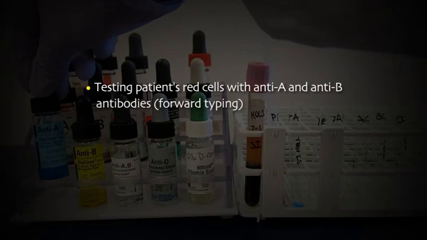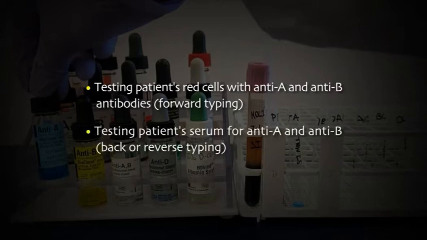Determination of ABO blood groups is the most important pre-transfusion compatibility test. ABO typing is accomplished by testing patients' red cells with anti-A and anti-B antibodies, also known as forward typing. Testing patients' serum for anti-A and anti-B is also known as back or reverse typing.